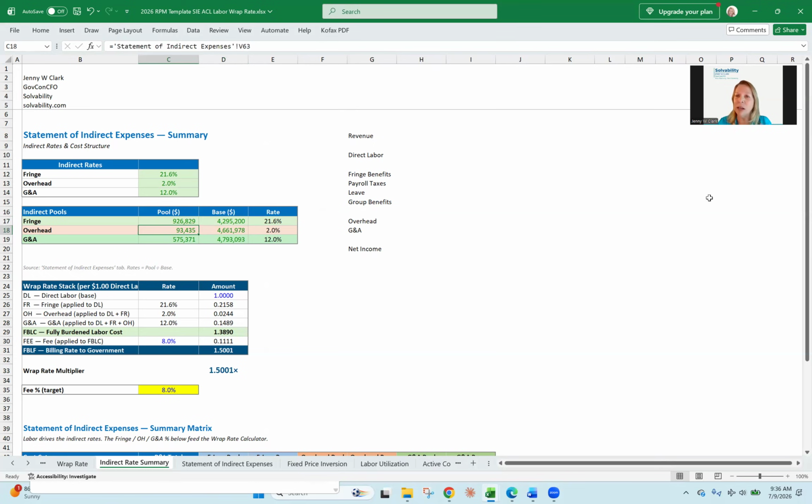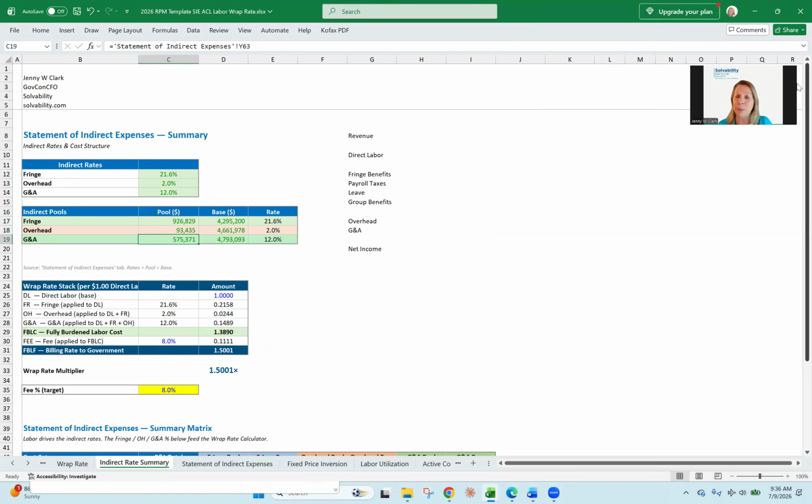You've got G&A, which I've described as the cost of supporting your technical workforce. And in this example, on your income statement or profit and loss, it's $93,000. The base for overhead is the direct labor component of the fringe pool. It's direct labor plus fringe, and it's calculating a 2% indirect rate. So I'm just showing you a little bit more math than I did in the wrap rate example.